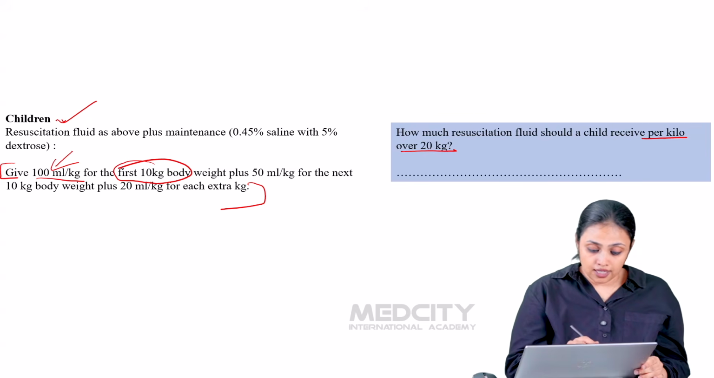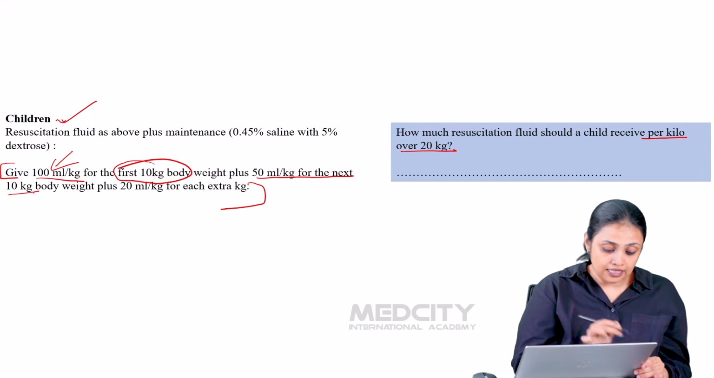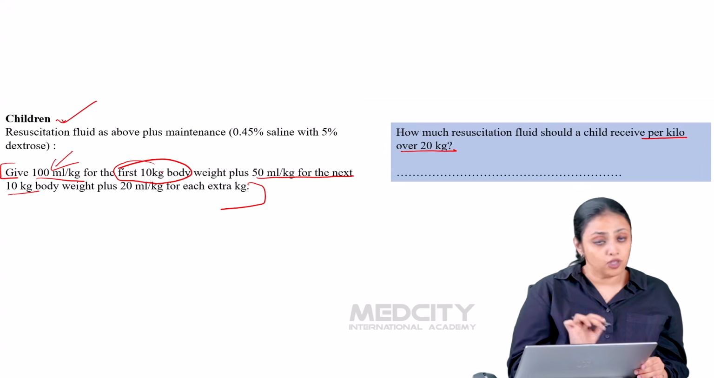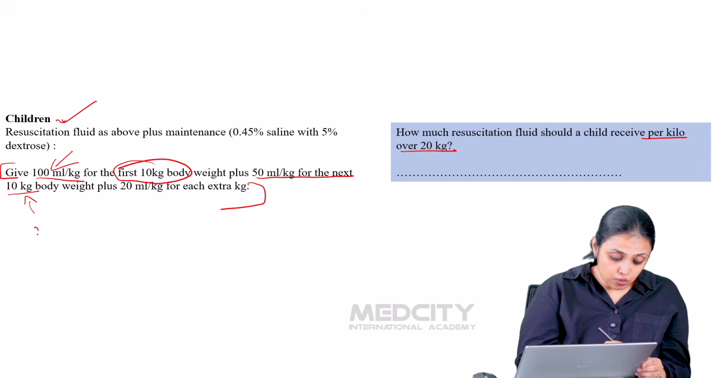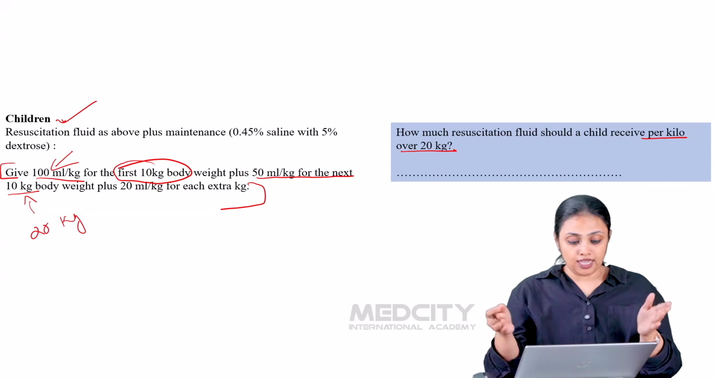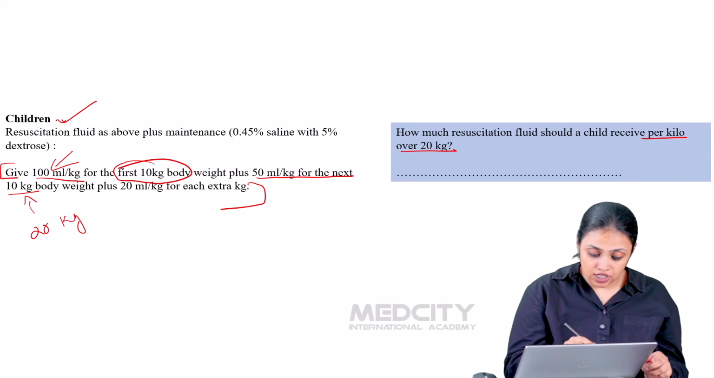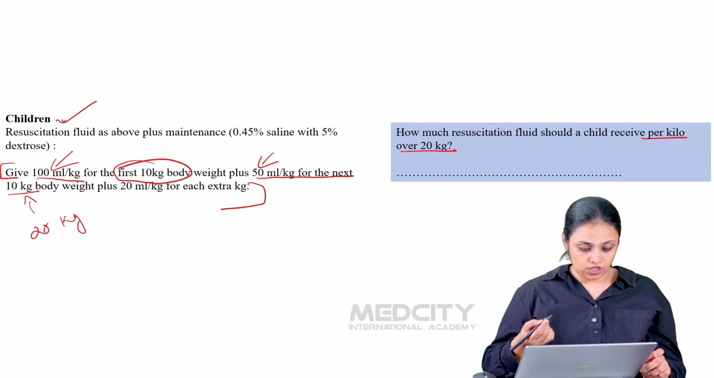Then what is said? Plus 50 ml per kg for the next 10 kg. That is, first they have talked about 10 kg. Then for the next 10 kg, meaning up to 20 kg, what should be done? From 10 kg to 20 kg, for every 1 kg, 50 ml should be added on to the dosage.